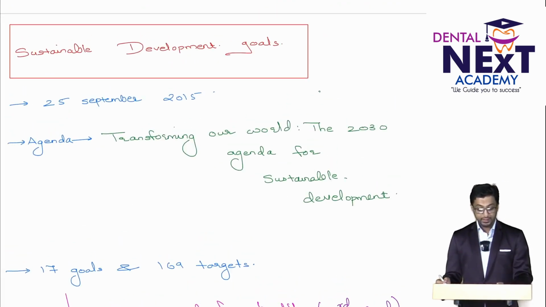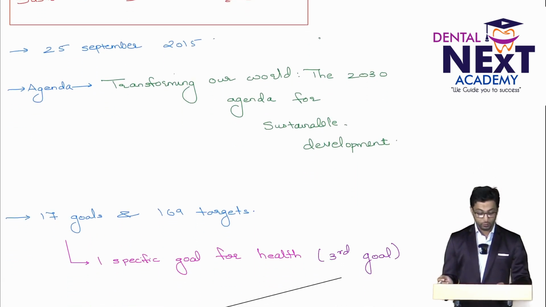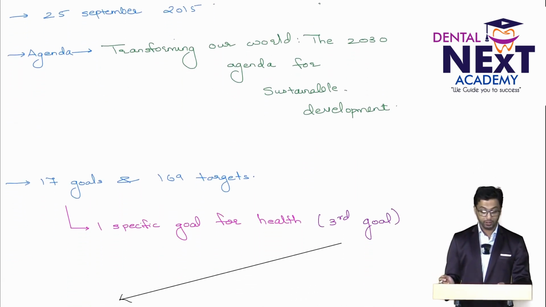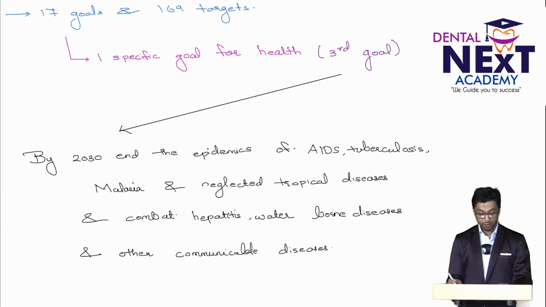So this is basically the Sustainable Development Goals, which is an outcome of the Millennium Development Goals, September 2015, transforming the world by 2030. How many goals were there? They can ask you: 17 goals and 169 targets. One specific goal for health, which is the third goal. And finally, the goals were set for combating disease.